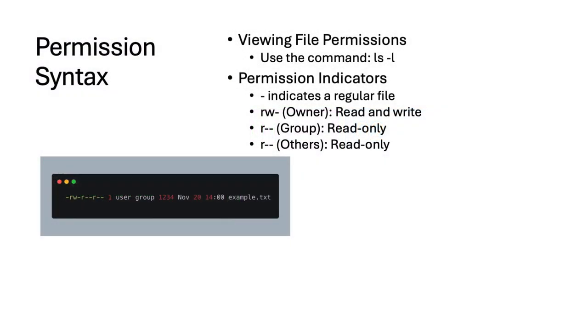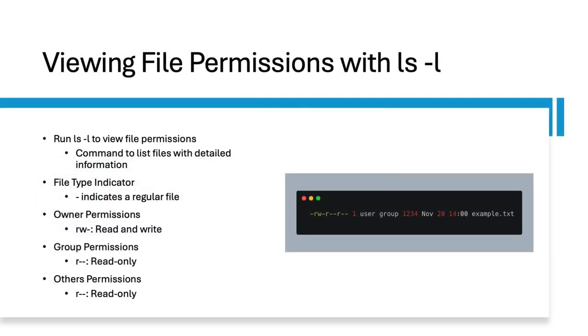To view file permissions, use the command ls -l. Permissions are indicated as follows: dash for a regular file, rw- for owner read and write, r-- for group read-only, and r-- for others read-only. The output shows the file type and permissions for owner, group, and others.